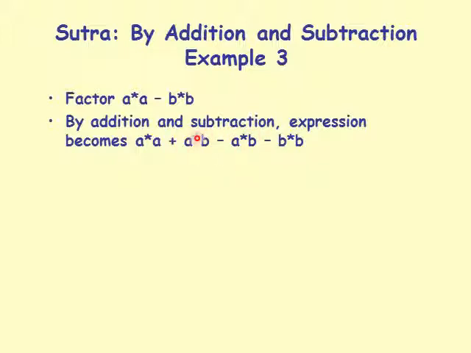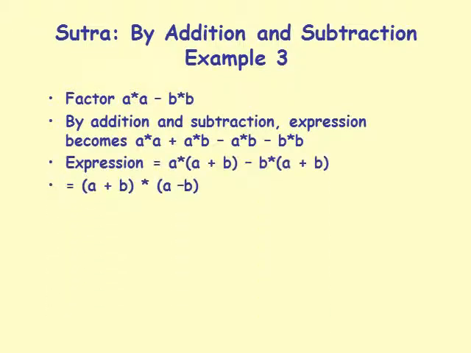Now why do we add and subtract a times b? First, note that a squared must come from a times a, and b squared must come from b times b. Any factors involving a and b, when you multiply them together, must have some term involving ab. Okay, and that's where we got ab plus ab and minus ab.